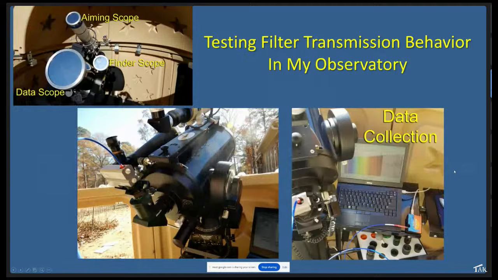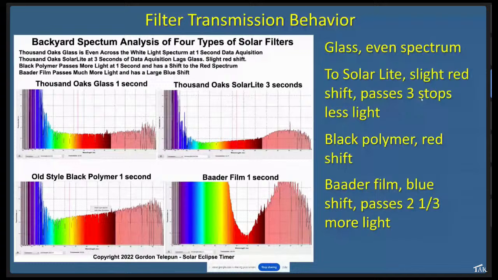Now, in my observatory in the backyard, I've tested the transmission behavior of different filter types, and it's actually kind of interesting. So this is spectrum analysis of filters on the same day, around the same period of time, so on the same sun. And what this shows is Thousand Oaks optical glass. I have old glass from when they used to sell glass. And this is a 1 second data acquisition of the setup I had. And look how flat through the spectrum that Thousand Oaks glass is.